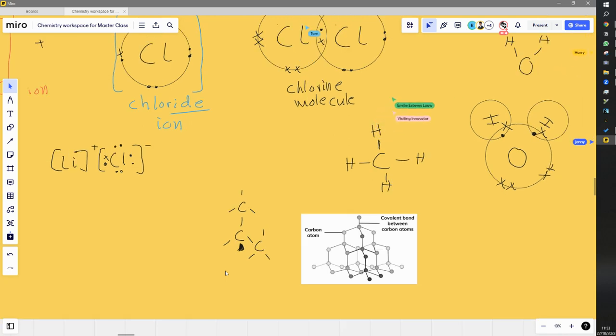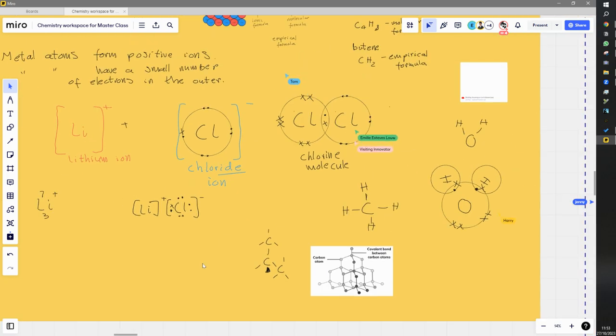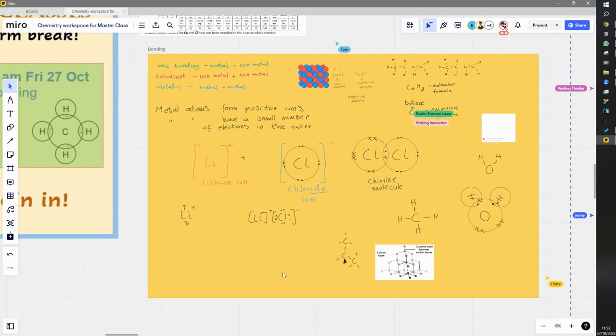There are other types of lattices which I won't go into, but you can look at them yourself. Graphite, also silicon dioxide is strangely enough a lattice as well, covalent lattice. But we've got 7 minutes to look at metallic bonding.